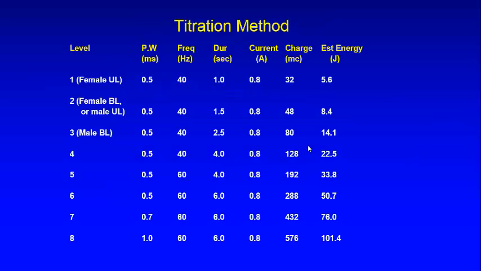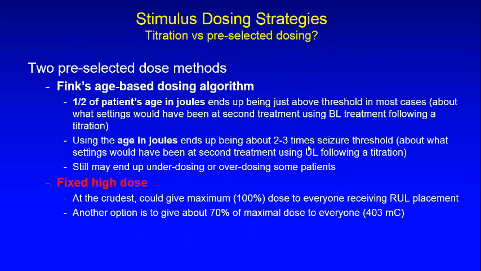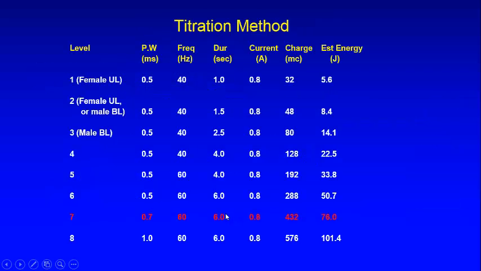Here would be another strategy, which is the fixed high dose strategy that I mentioned. Obviously, if you were doing unilateral, one strategy would be just set the machine for 100%. But the research that's been done on this has set the machine for about 70% of the maximal setting. So about here, about 70, 75% of the maximal setting.